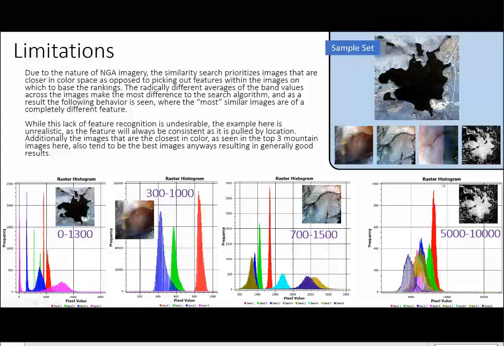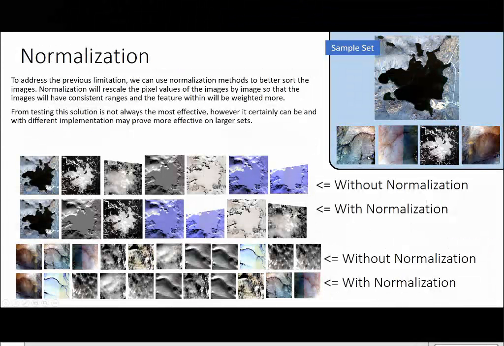And so this is the ranking order. Comparing to the lake, it gives you the mountains before it even gives you the lake, and that's in some ways beneficial because it's unrealistic that you're going to have different features. You're clipping only to one feature, but it's not always optimal. So to address this, you can normalize your images depending on how well that works with your set.